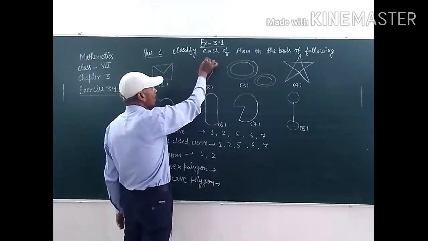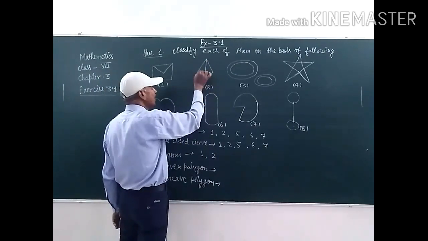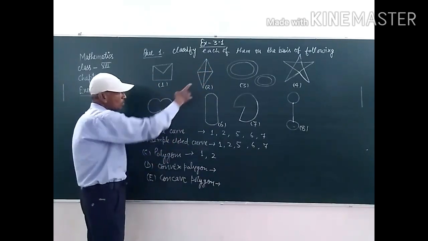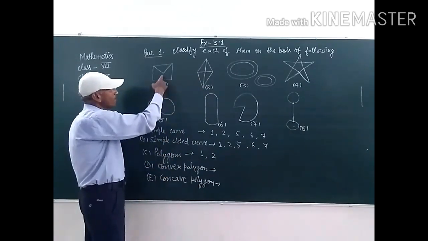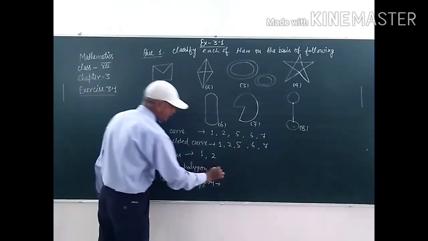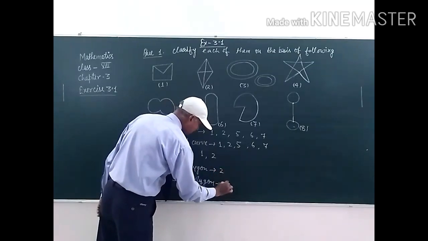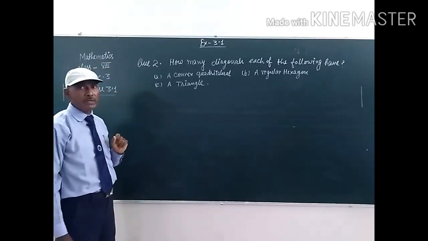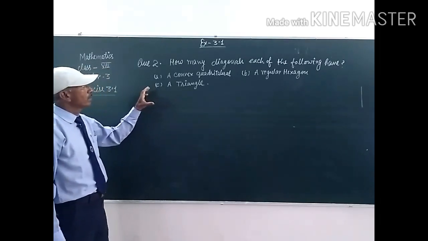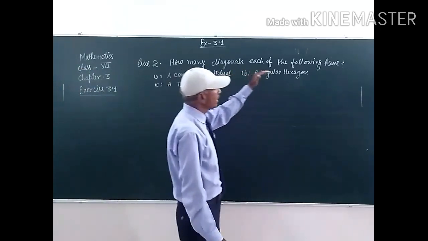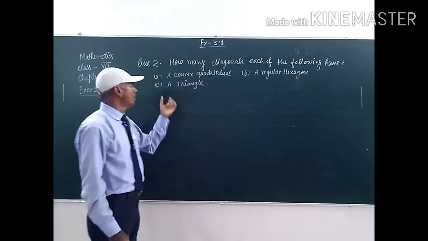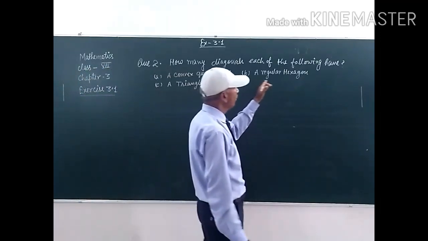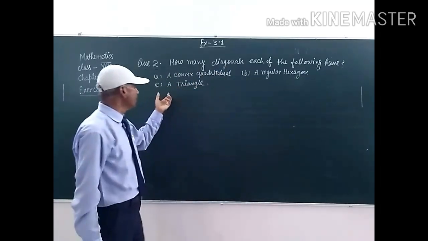Therefore it is not a convex polygon, it is a concave polygon. And in this figure, all the diagonals lie in the interior of the polygon. These are the diagonals. Clear, students? So figure number 2 is a convex polygon, and figure number 1 is a concave polygon. So this answer is 2 and this one answer is 1. Clear, students? This is question number 2, students, and in this question: how many diagonals does each of the following have? First, a convex quadrilateral. Second, a regular hexagon, and third, a triangle.